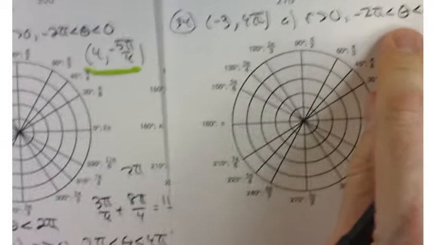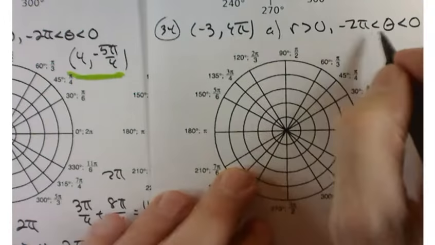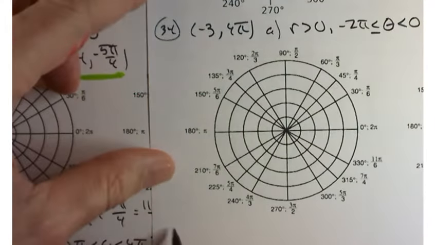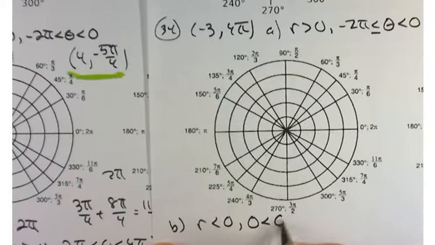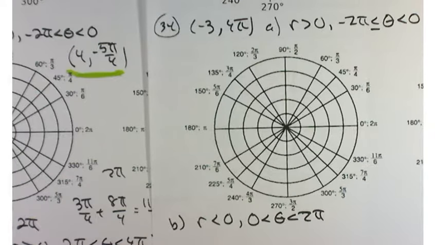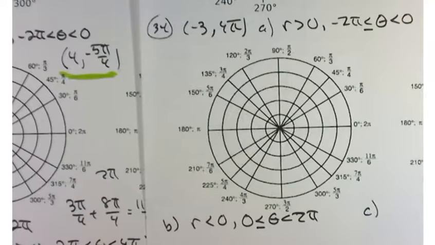And let me be very careful about where the less than or equal to sign goes. It goes with the negative 2 pi. Part B, we wanted r less than 0, theta between 0 and 2 pi. Again, I got to be careful with the less than or equal to. Less than or equal to goes with the 0. Last but not least, part C, I want an angle between 2 pi and 4 pi, and r is greater than 0.